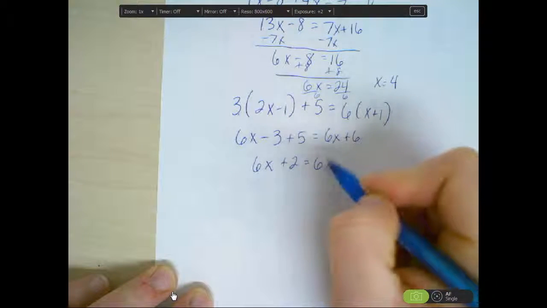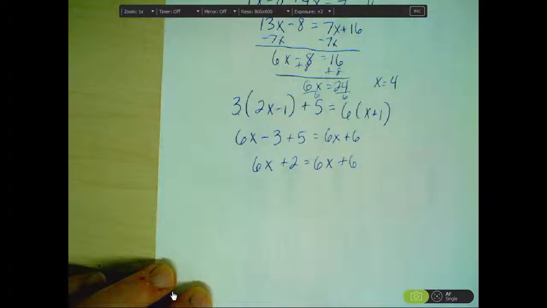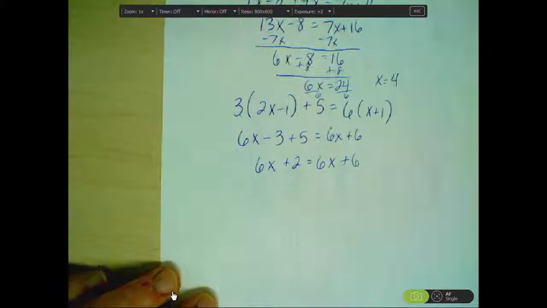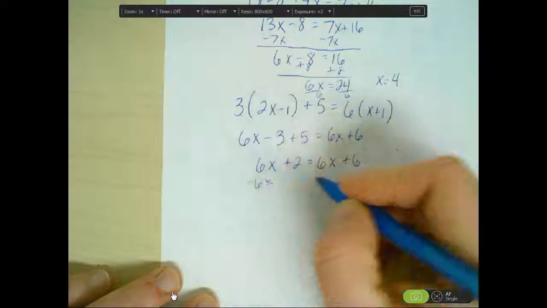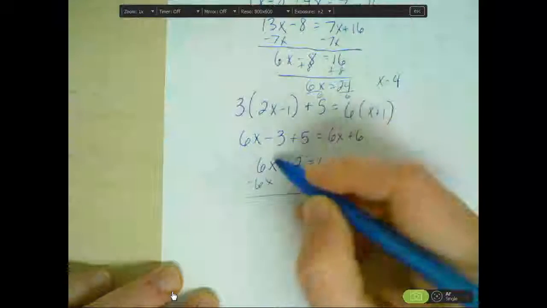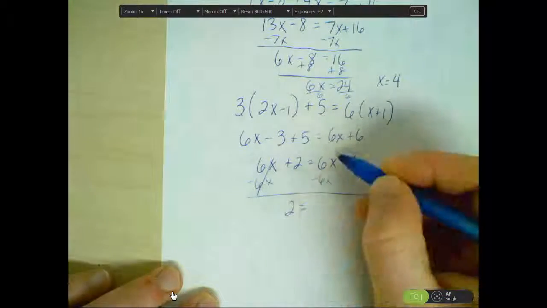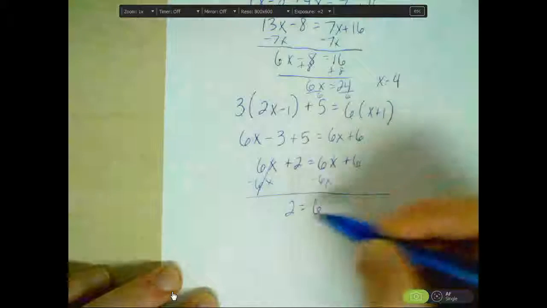6x plus 2 equals 6x plus 6. Now your x's are the same here. Now again, this is rarely going to happen, but I'm going to show you what happens anyway. If I minus 6x from both sides, I get 0 plus 2 is 2. 0 plus 6 is 6.